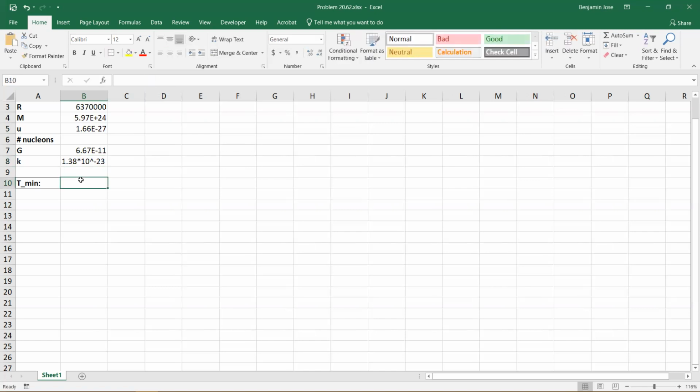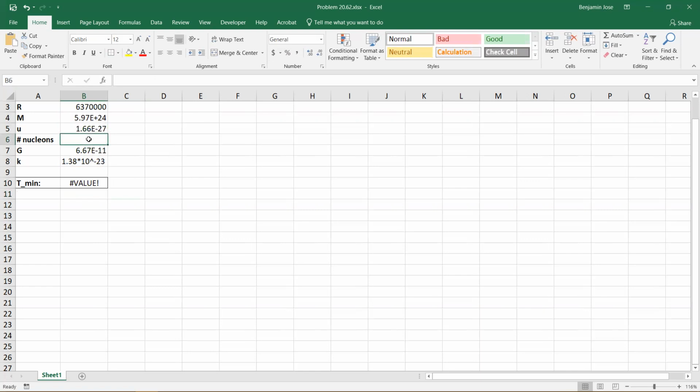We'll find out. Okay, so here I'm just going to implement the formula that I developed a few minutes ago for the minimum temperature. 2/3 times big G times big M, the mass of the planet, times the mass of the particle, which is going to be the number of nucleons, times the mass of each nucleon. And then we divide by the product RK. Well, I'm going to do it this way. I'll divide by R and divide by K. Right now we get nothing because I haven't entered anything into this cell.